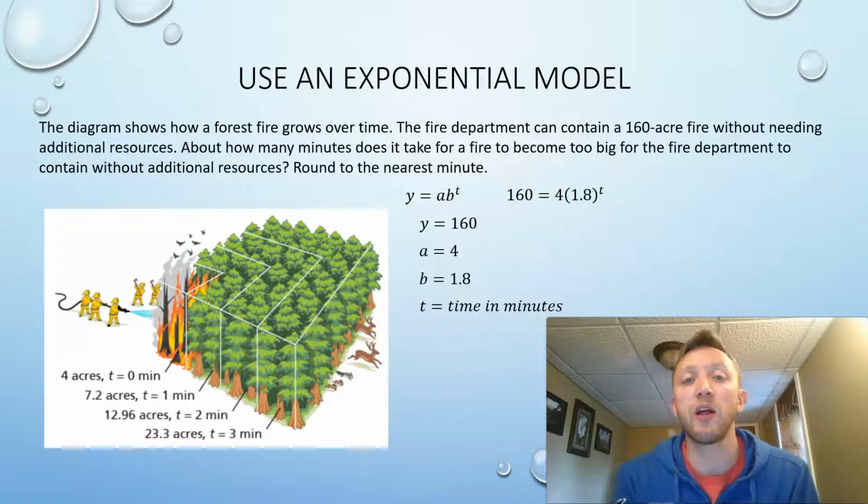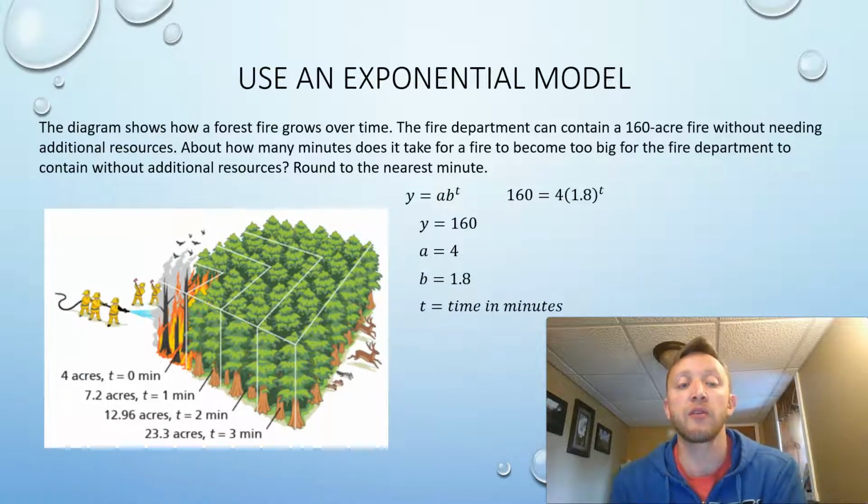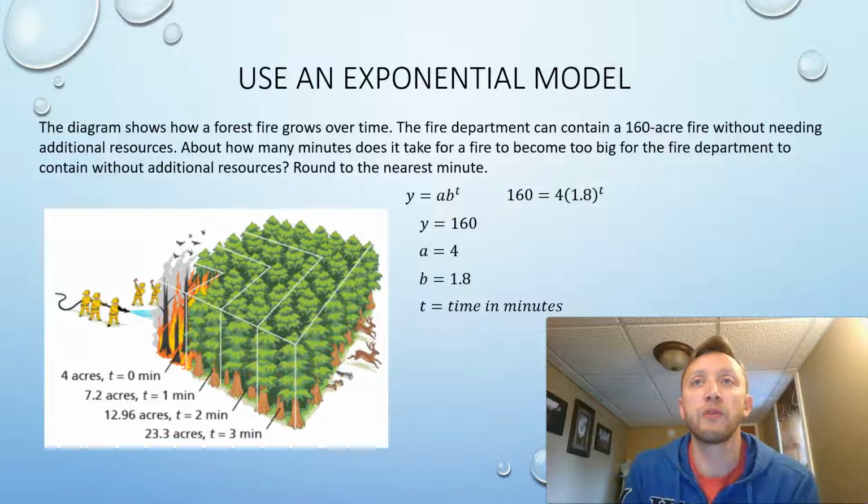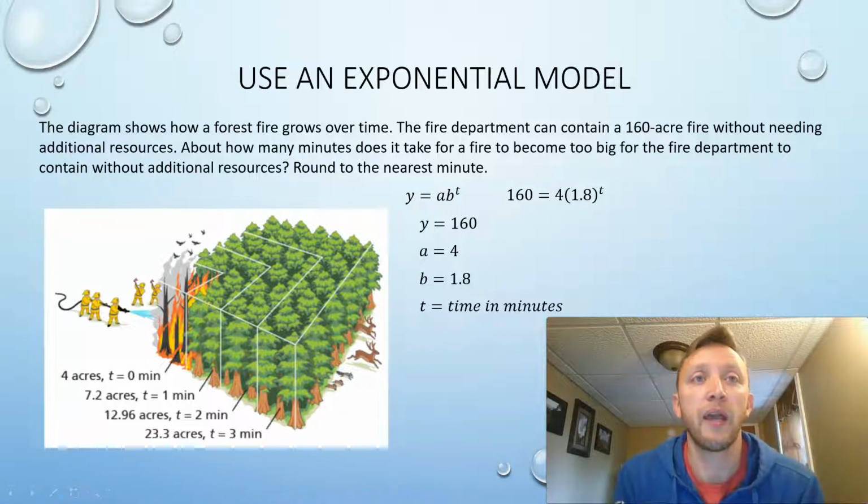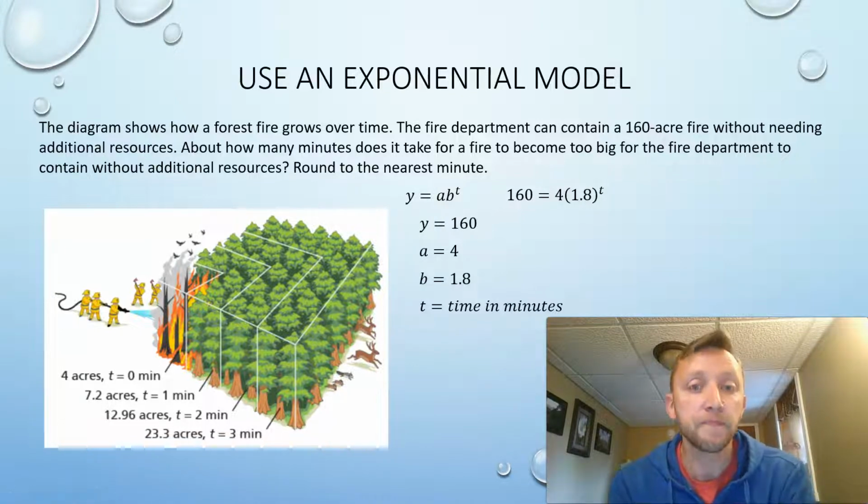So we're trying to figure out how long it would take, to the nearest minute, for all 160 acres to be consumed. Okay. Now, your initial amount represents, after 0 minutes, there are 4 acres. Okay, after 0 minutes, there are 4 acres that have been burnt up. So that's our initial amount.